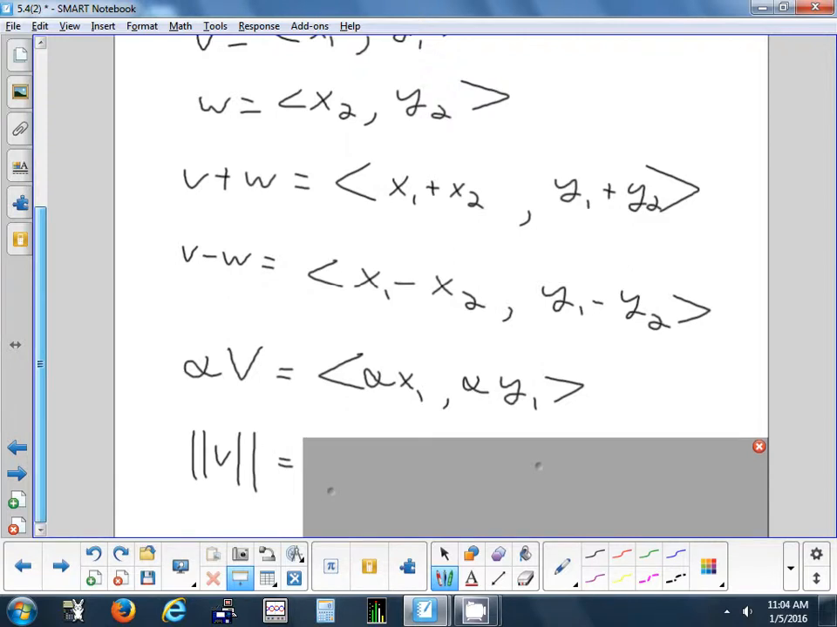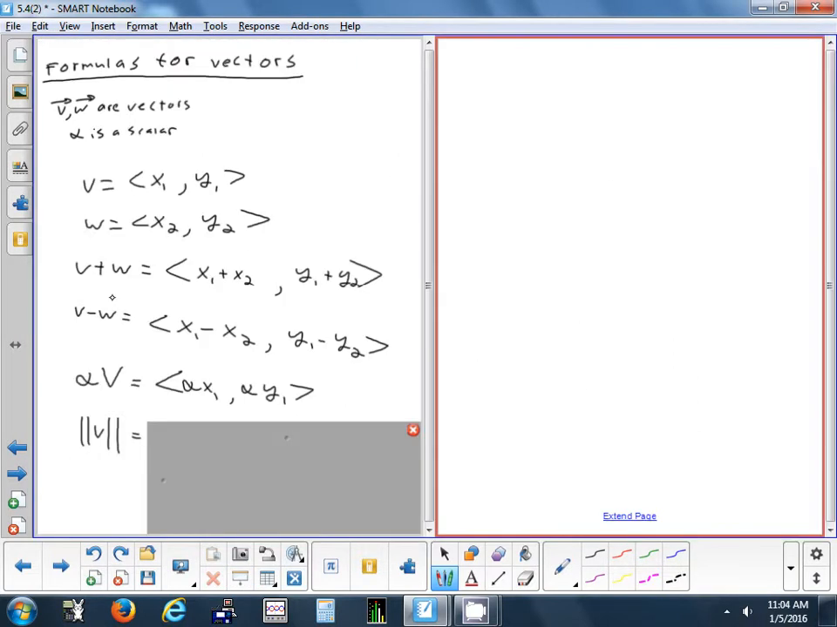Okay, and the last thing we're going to look at is how we find the magnitude. How we get the length of a vector. Let's suppose we had, let's make up an example. Okay, there's our vector. And what I'm going to do is make a triangle out of it.